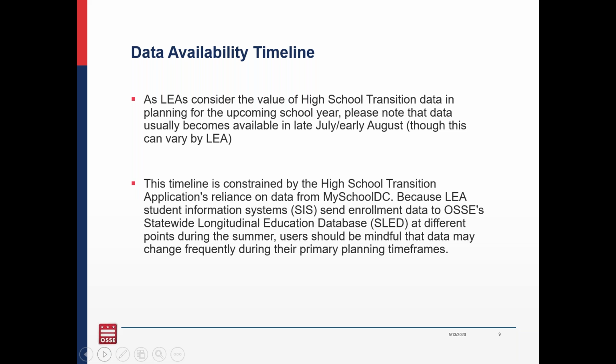Regarding the timeline for data availability, as LEAs consider the value of high school transition data in planning for the upcoming school year, please note that data usually becomes available in late July, early August. This can vary by LEA. This timeline is constrained by the high school transition application's reliance on data from MySchoolDC.